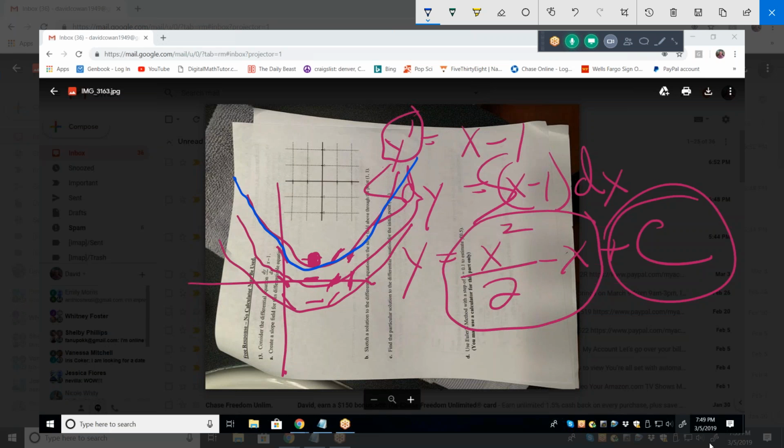Mathematically, the way I'm going to solve that is I'm going to let y equal 1. I'm going to leave x equals 1. And that gives me this. And if I solve this, I get c equal to 1.5. So now I have a particular solution for this differential equation. And it's y equals x squared over 2 minus x plus 1.5.